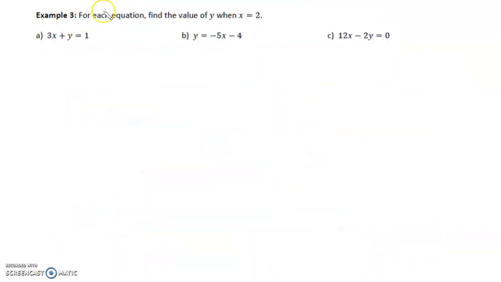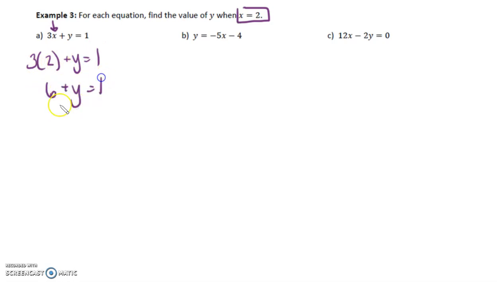Okay, example 3. For each equation, find the value of y when x equals 2. So what we want to do is sub in the 2 exactly where the x is. So we're going to get 3 bracket 2 plus y equals 1. Okay, so 3 times 2 is 6 plus y equals 1.